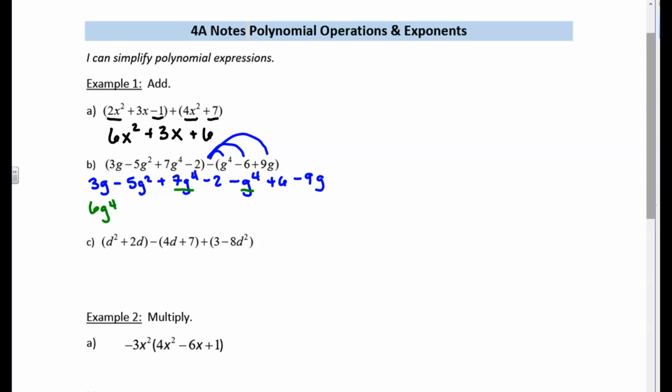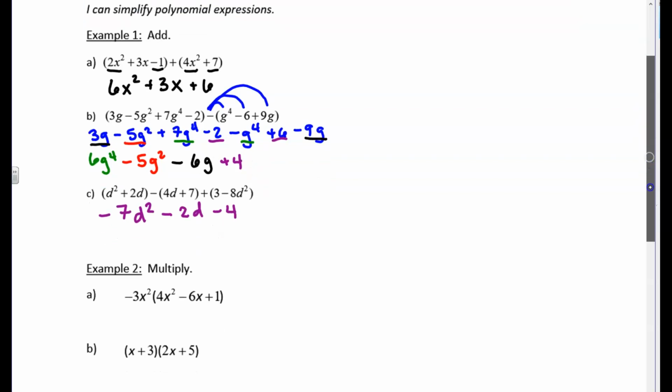Then my next lowest power, we don't have any cubics. We do have a squared, minus 5g squared. And then we go down to our single g's. I've got 3g minus 9g, which becomes minus 6g. And then our single numbers, I've got a -2 and a +6 for +4. I want you guys now to try C on your own. Go ahead, guys, and check your answer.